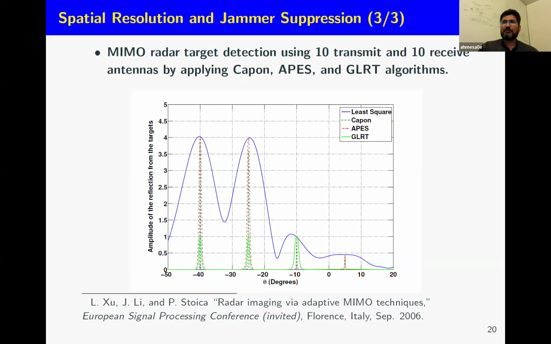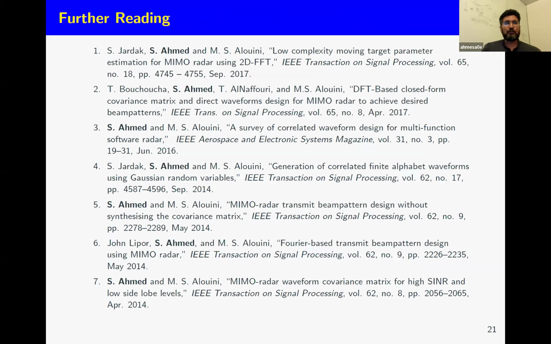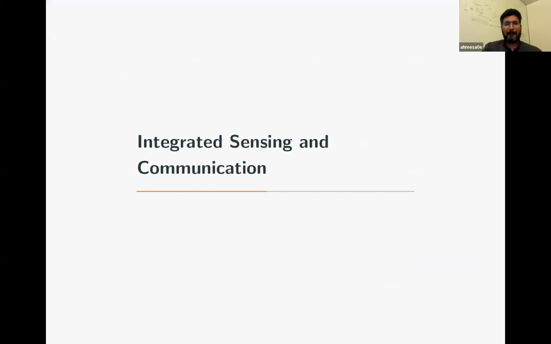Here I have shown some simulation results. In this scenario there was a strong jammer. There were three targets, and those targets had the values 4, 4, 4, and then 1. With the help of Capon and APES, we have easily detected all those targets, and you can see how well resolved these targets are. If you use a conventional algorithm, they will not be that well resolved, just like the least squares solution, which I have given here. For further reading, you can read this as well.